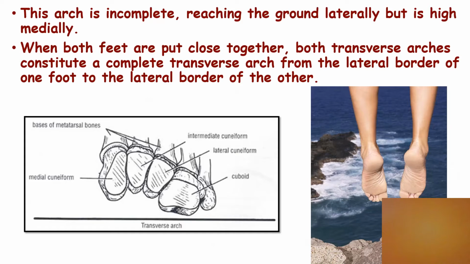This arch is not a complete arch. Why? Because this side of the foot, which is the medial, is elevated from the ground. So if we make a line from these points to the lateral side, we feel like it's half an arch. How we can make this arch complete is by connecting the two transverse arches of the two feet. This half arch and this half arch will make both as one complete arch. They touch the ground on this side, and in the middle it is the highest point.